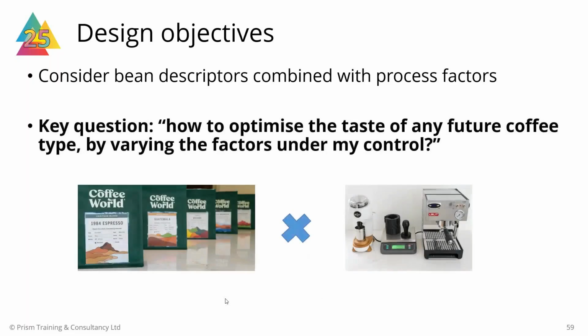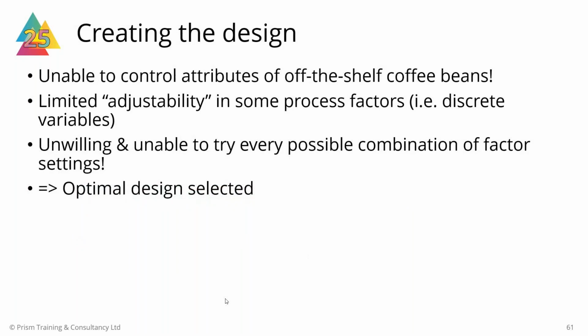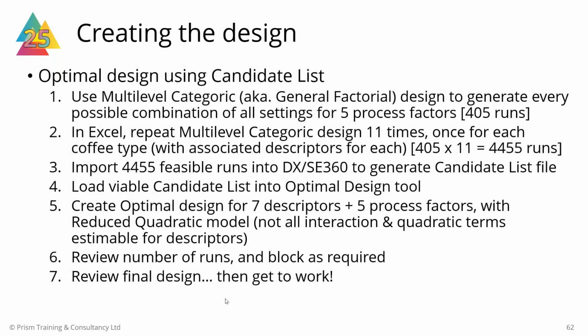So again, what we're trying to do here is look at the interactions between our descriptors and our process factors. The best way I thought to do this would be to use an optimal design. They're very flexible, very powerful, and they allow us to ensure that every run we are to do is something that we can do. So I thought, well, the optimal design is the obvious choice here. And what I did is I set this up using a candidate list.